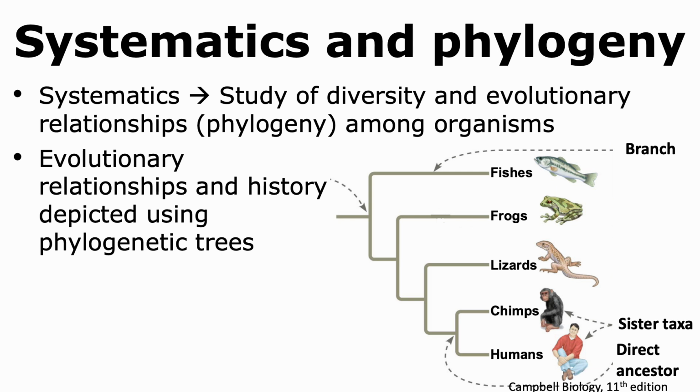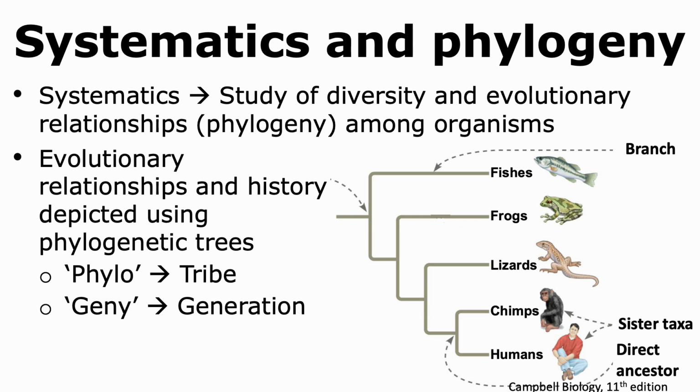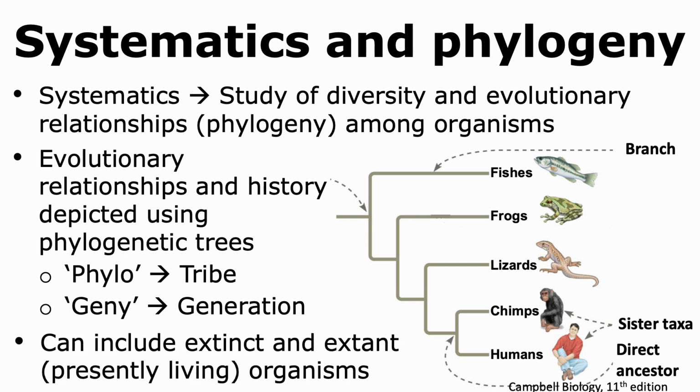In case you were wondering about the etymology of phylogeny, it arises from the word philo, which means tribe, and geny, which means generation. The phylogenetic trees can include not only organisms that are presently living or extant, but they can also include extinct organisms.